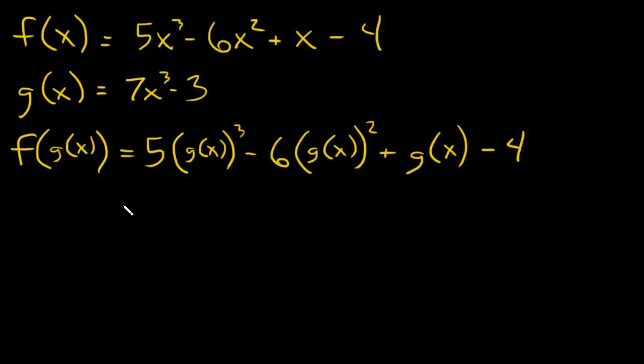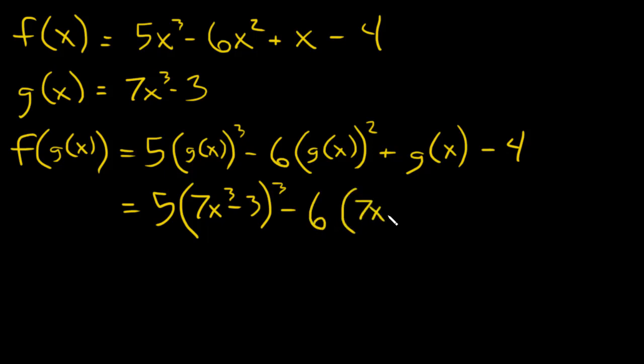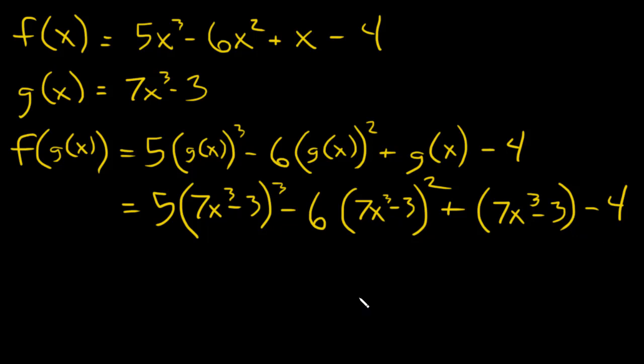And now I can do my substitution. 5 times, well, g of x is 7x cubed minus 3, quantity cubed, minus 6 times 7x cubed minus 3 squared, plus just g of x, so 7x cubed minus 3 minus 4. And now, hopefully it's really clear what's going on. Where there was an x in the original expression, there is now a g of x substituted in. And that's all that's going on.